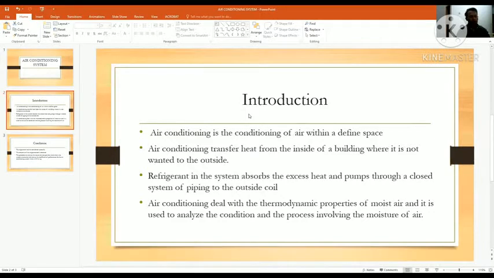So air conditioners deal with the thermodynamic properties of moist air, and these properties are used to analyze the condition and the process involving the moisture of air. Basically, the air conditioning system cools the air when the weather is hot.